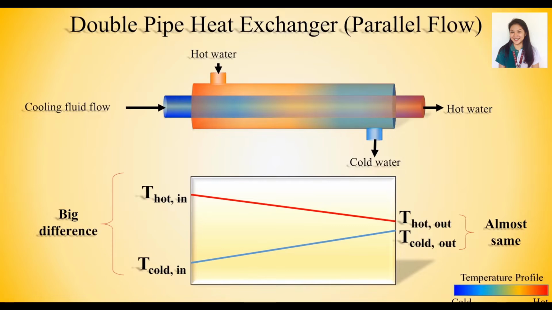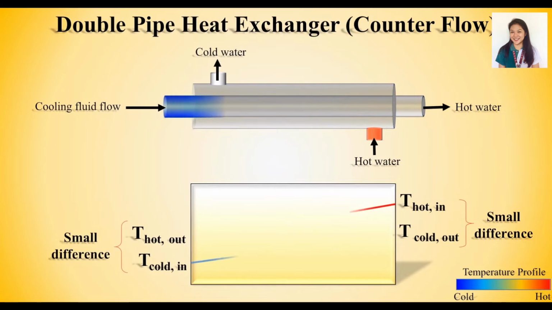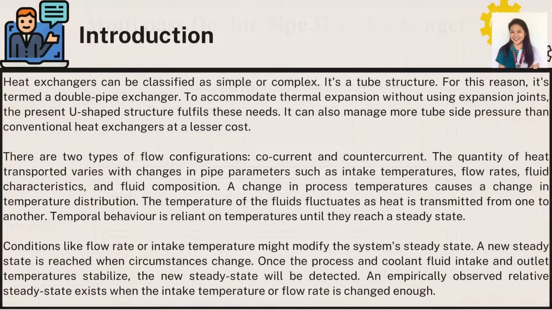In this double pipe heat exchanger, a hot process fluid flowing through the inner pipe transfers its heat to cooling water flowing in the outer pipe. The system is in steady state until conditions change, such as flow rate or inlet temperature. These changes in conditions cause the temperature distribution to change with time until a new steady state is reached.